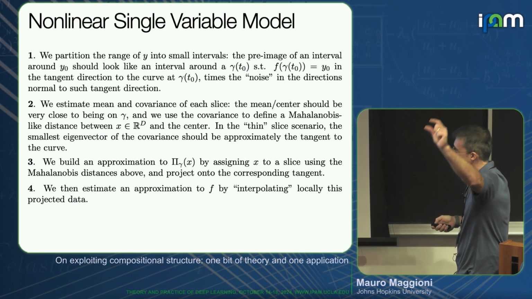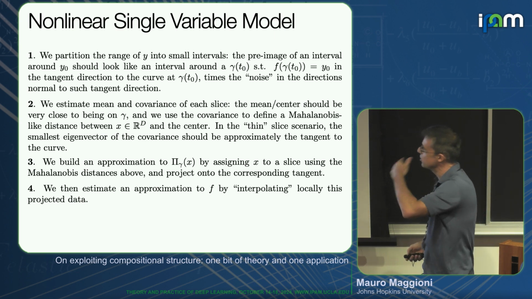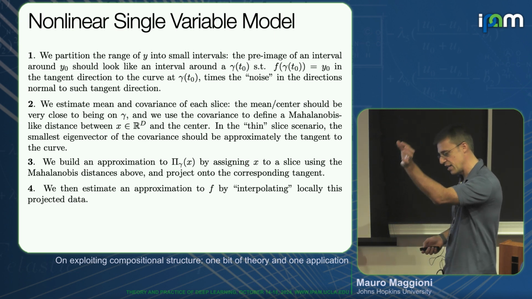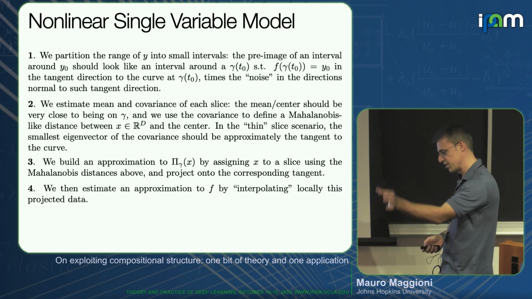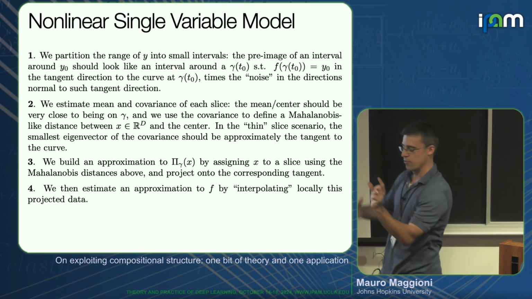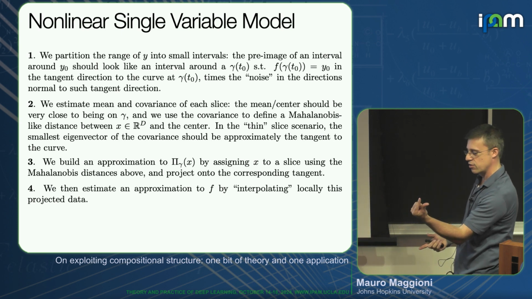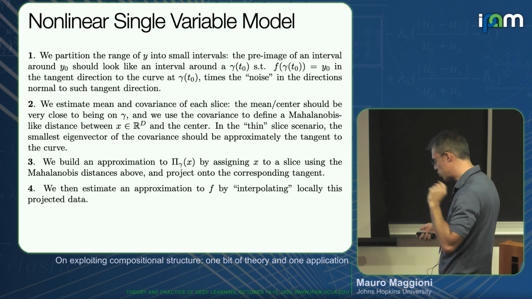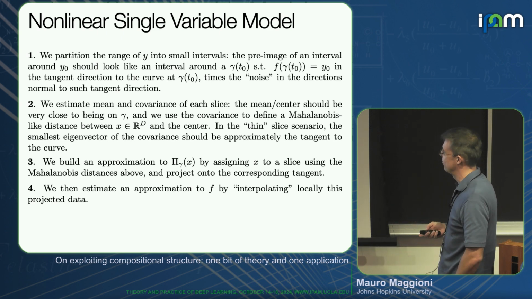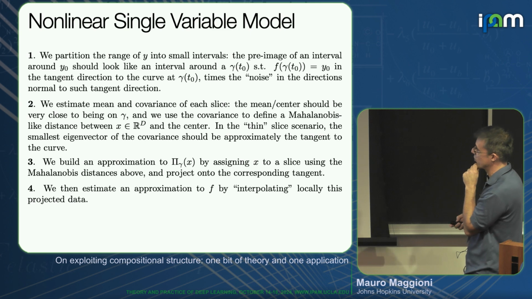So we partition the y into intervals. We look at the pre-images. We hope that those look like thin slices of this tube, which are thin in the direction orthogonal to the curve, and whose shortest direction is in the direction of the local tangent to the curve.